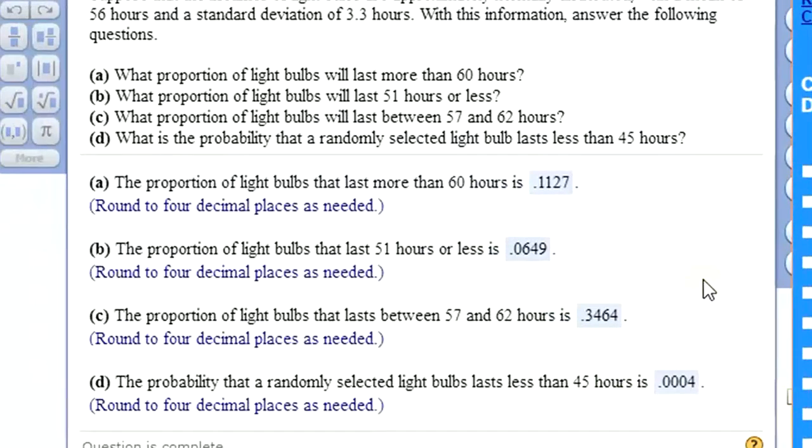Okay, so that's how we calculate normal probabilities. Very, very easy. No need to deal with horrible tables.